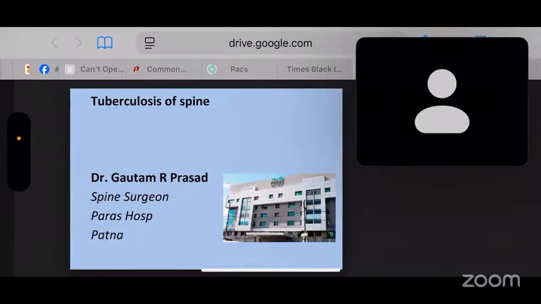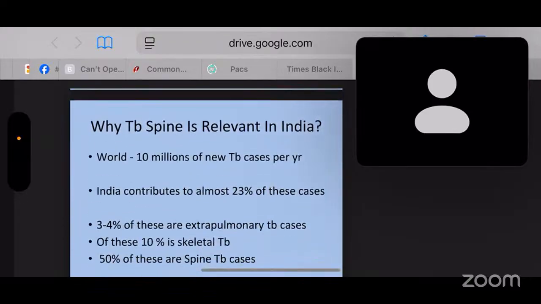We'll be talking on tuberculosis of spine, and we'll be trying to go through the conservative as well as surgical options that we have in spine for tuberculosis. I hope my screen is visible.